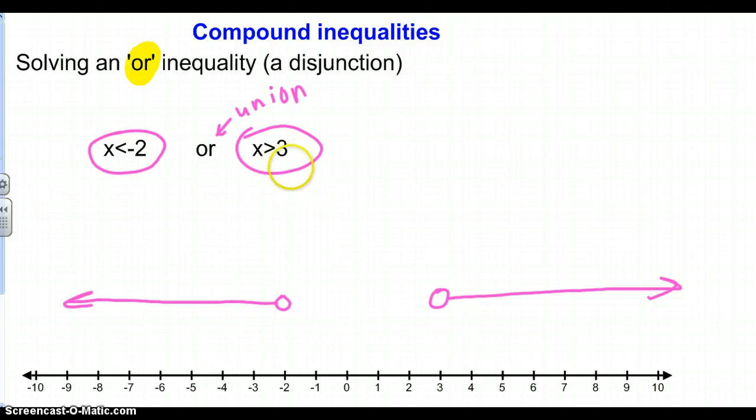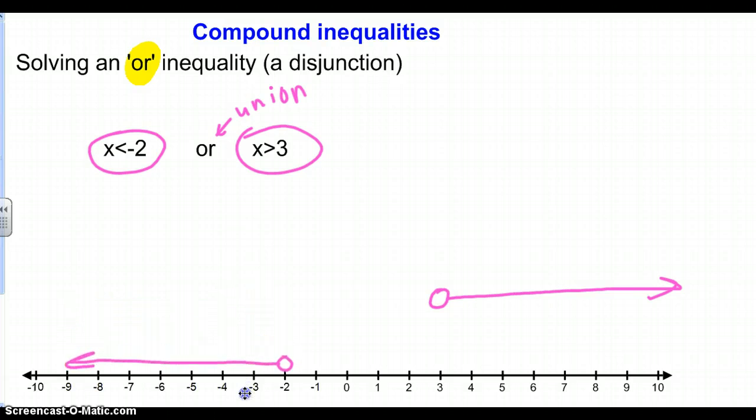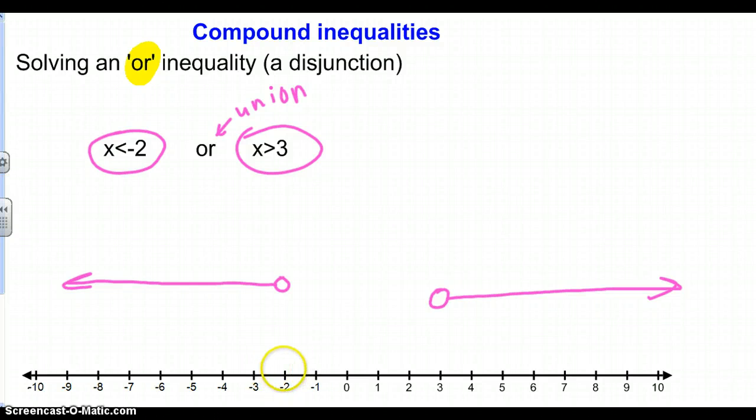With OR, what we're doing is we're actually just taking those graphs and bringing them both down and putting them on the line. And so my final answer will be from -2, that's a solution, and then from 3, open circle, those are solutions.